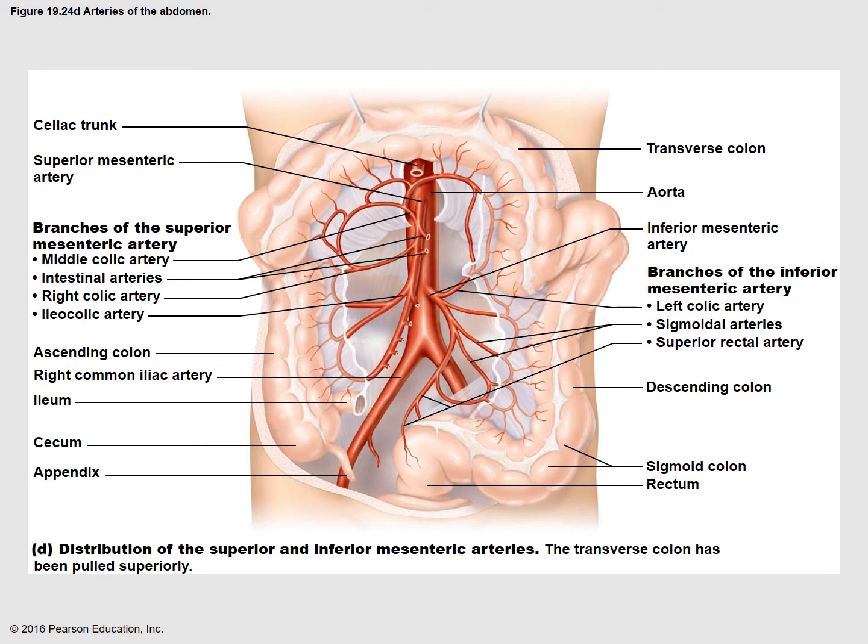This is showing the superior and inferior mesenteric arteries. They're helping to supply the intestines, both the large and small intestines, and basically also, as it continues down, that whole abdominal pelvic trunk area.